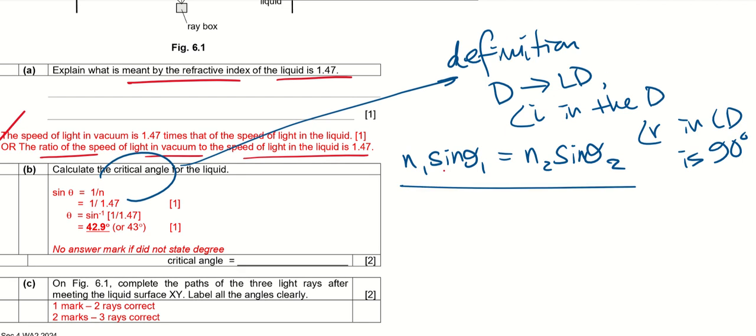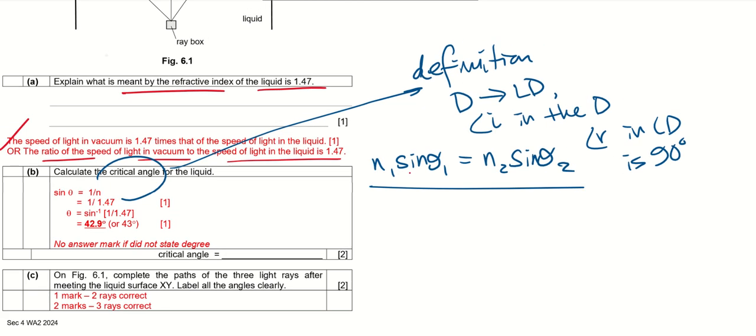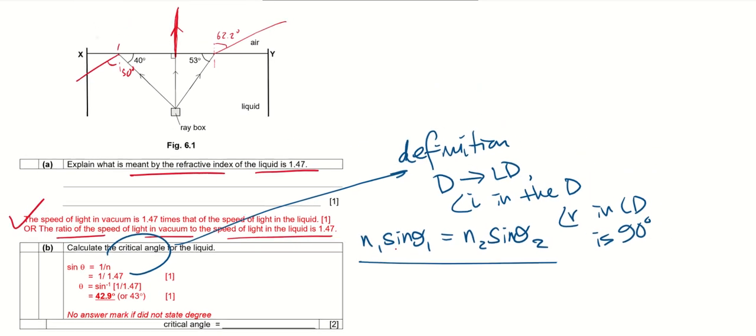It shows the relationship between the refractive index and the angle in one of the media to be equal to the refractive index multiplied by the angle in another medium. Okay, so how do I use this formula?